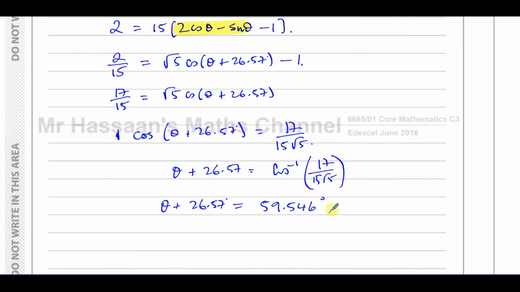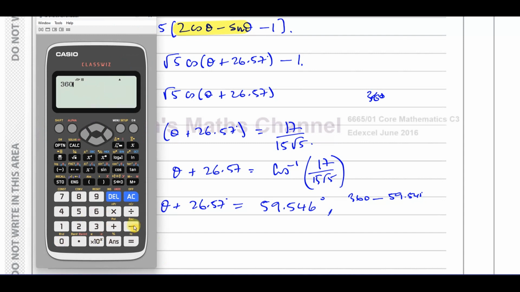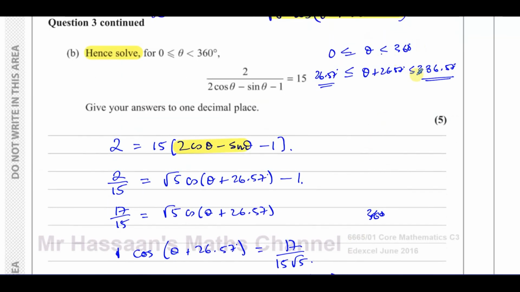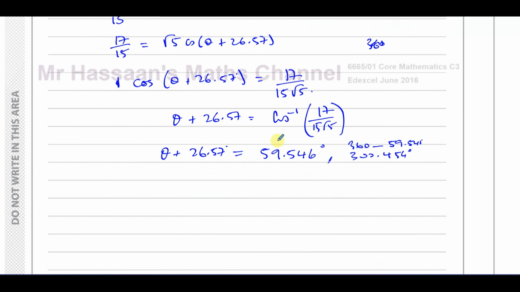Now, there's another solution for the cosine curve, which is found by doing 360 minus the principal solution. So it's 360 minus 59.546, which gives you 300.454 degrees. Is that within our range? Yes, it is within our range. Now, any other angles that we can find will be outside of the range because they just repeat every 360 degrees. So if I add 360 to this and this, they'll both be way outside the range. So now, that's what's going to give us our solution.